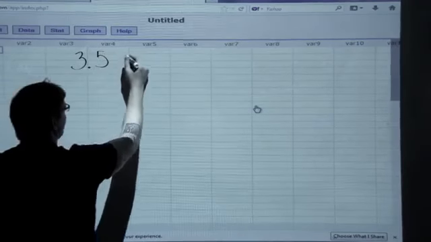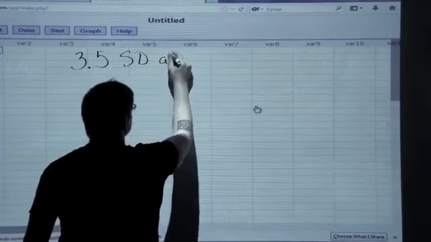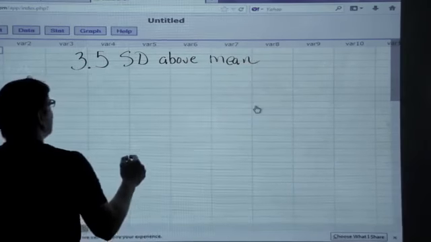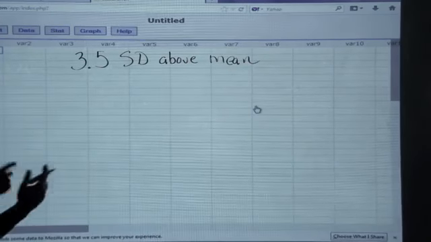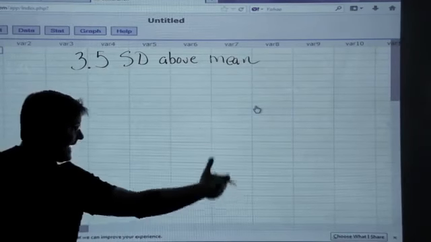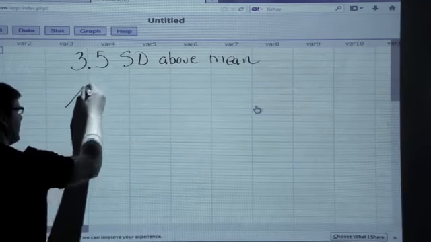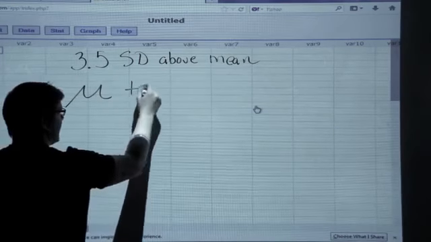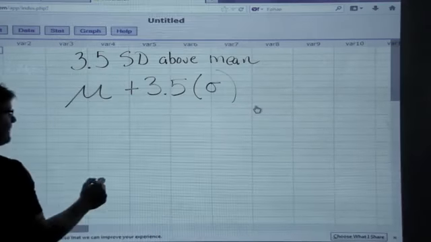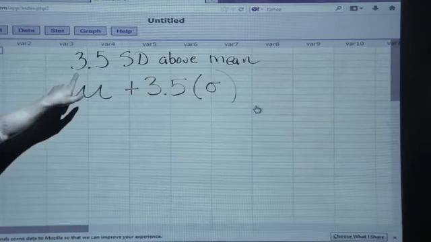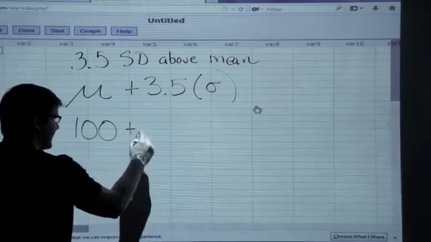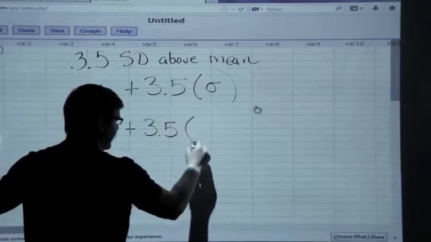I want to go 3.5 standard deviations above the mean. And so really think about that. If I have the normal model, it's centered at the mean. I want to jump up 3.5 standard deviations. So I'm going to go mu for the mean plus 3.5 times the standard deviation. And so that's a z-score of 3.5. I want to go 100 plus 3.5 times 15.